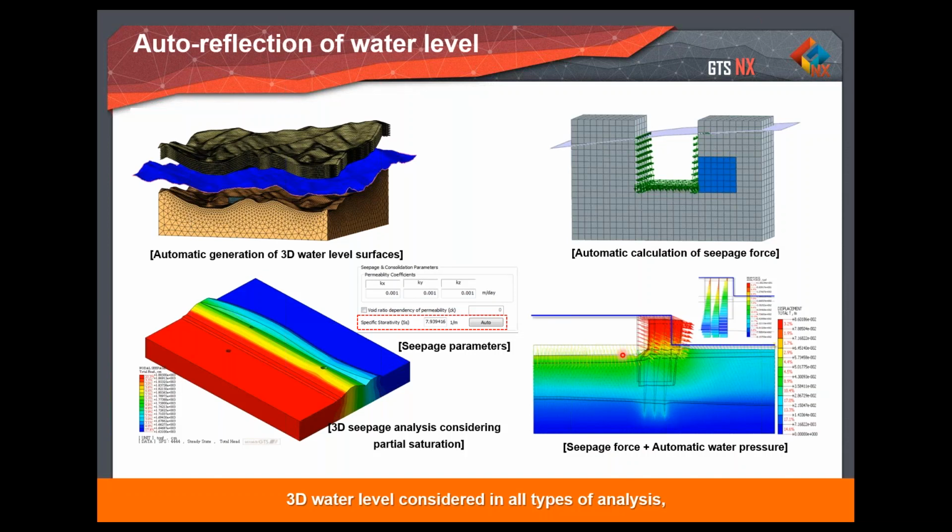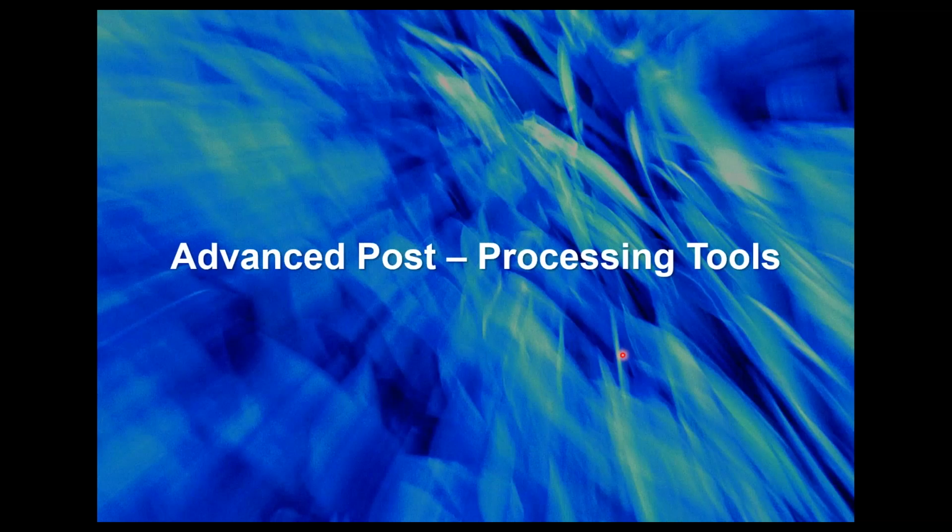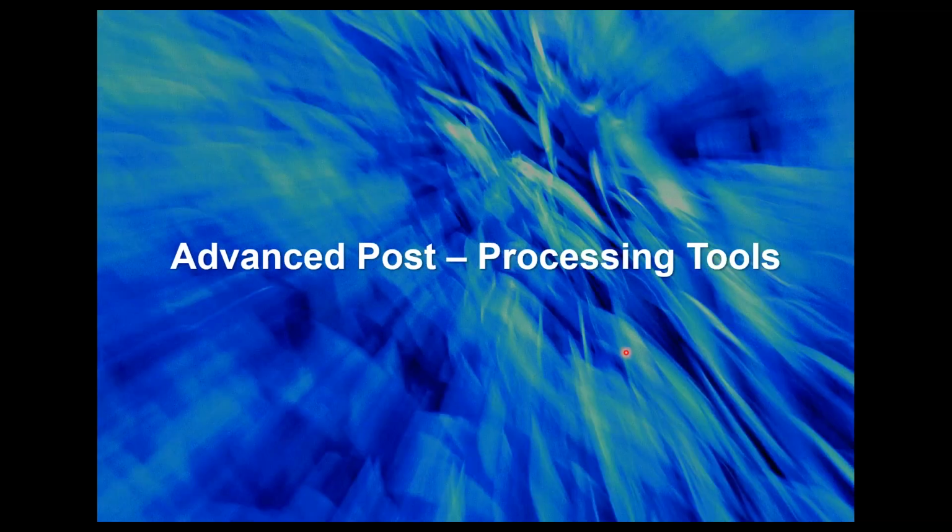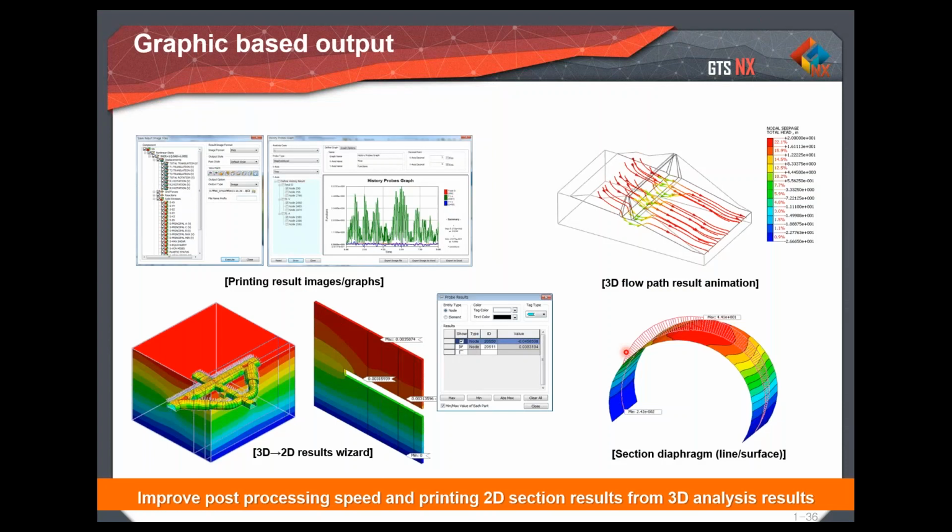And now we'll be jumping into the post processing tools. You can find many types of results in any finite element software, and we'll be seeing what those different types of results are now. You can find flow paths for a seepage analysis, and you can go for animations or screenshots. You can find graphical results, contour maps, tabular outputs, and text format. So basically, all types of formats can be obtained from GTS NX.